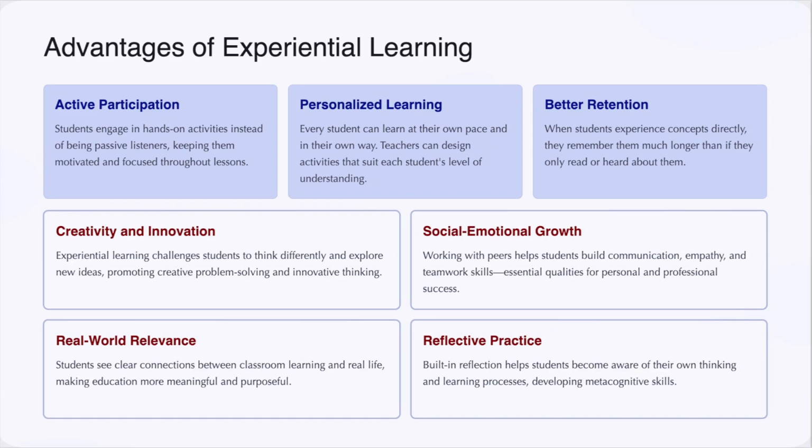Experiential learning challenges students to think differently and explore new ideas, promotes creativity and innovation. Number five, enhances social and emotional learning. Working with peers helps students build communication, empathy, and teamwork skills, essential qualities for both personal and professional life. Number six, makes learning relevant. Students can see the connection between what they learn in class and how it applies in real life. This makes learning more meaningful and purposeful.